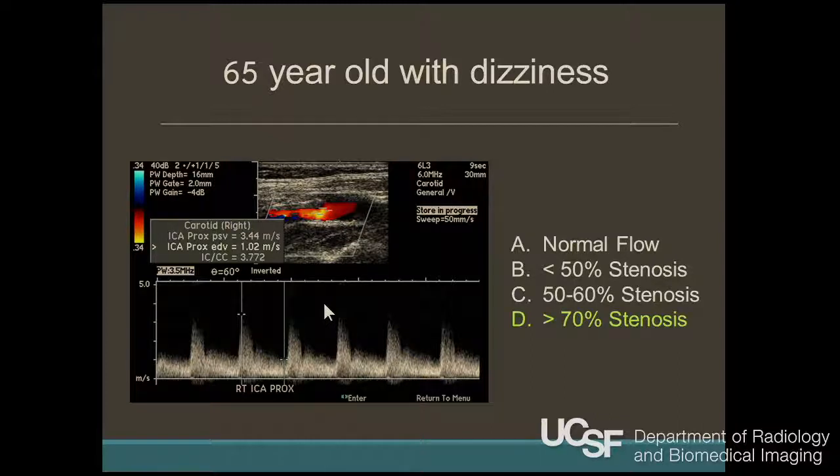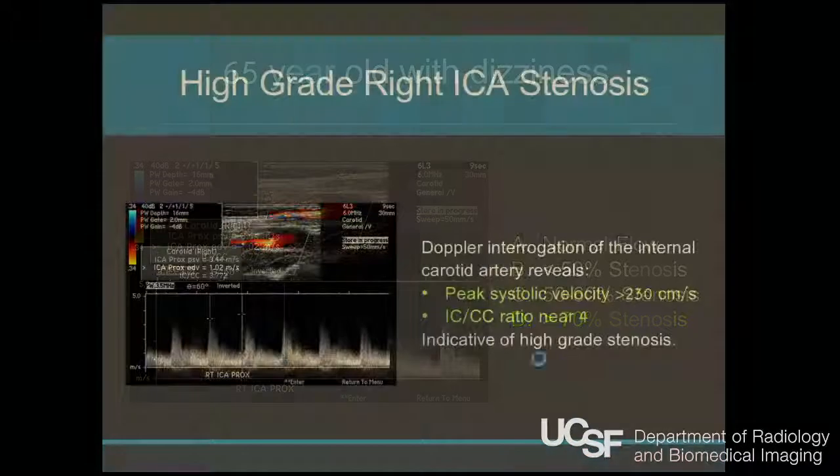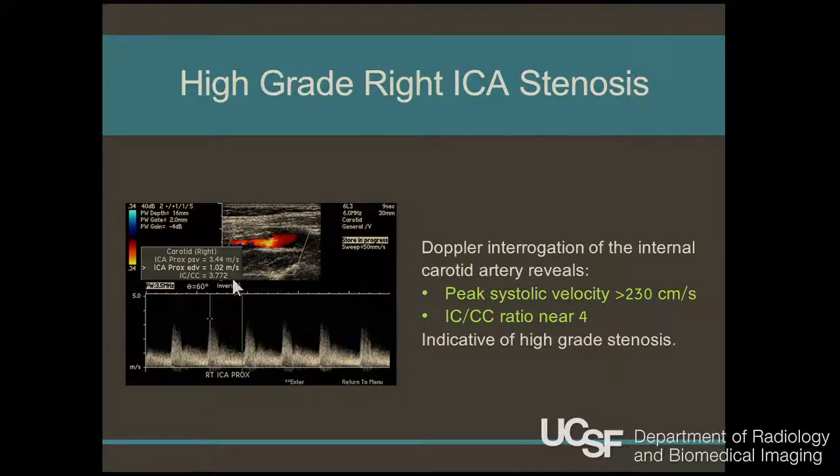Just want to get you used to looking at this chart and knowing what these numbers are. So this is a greater than 70% stenosis. And we see they're placing the spectral tracing right where the color flow aliasing is the highest, so that's the appropriate place to put your spectral Doppler tracing. And we see a peak systolic velocity of 344 centimeters per second, or 3.4 meters per second, so that's greater than 230, and an elevated ICA-CCA ratio.